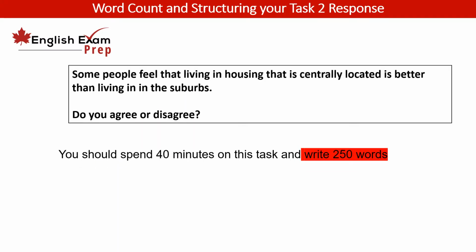So when we take a look at the question itself, it's going to look like this. There might be a slight difference in the question itself. In this case, it's do you agree or disagree? Well, it might be some other type of question. We'll take a look at those ones in the later videos. But do you agree or disagree is really the most common question type in the exam.